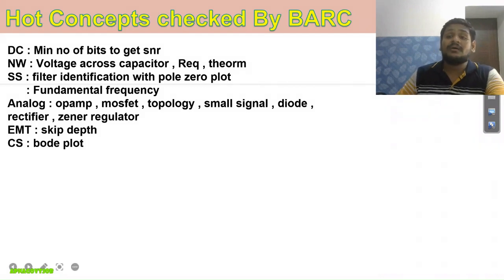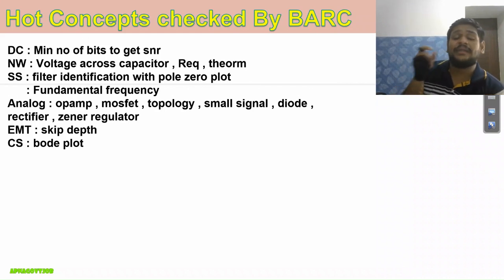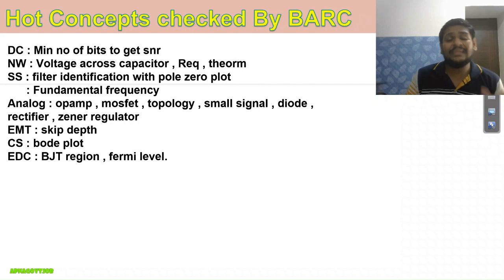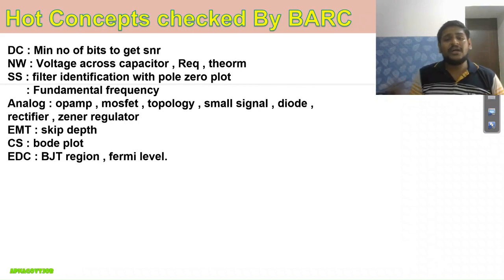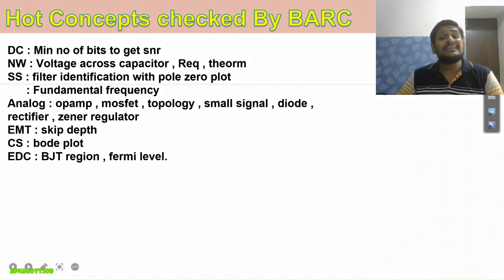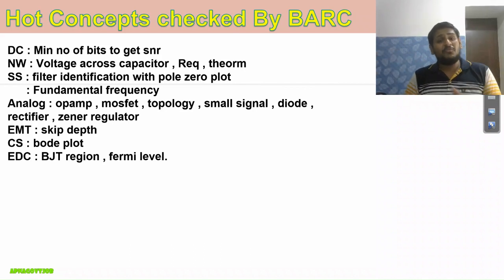Then from EMT, again magnetic flux density calculation along with skin depth calculation. They also asked a waveguide question about a frequency component. Then from control systems, the main concept they checked was the Bode plot, to identify the corner frequency. It was easy, there was nothing in that. From EDC, BJT region finding: we need to find the region of operation of the BJT. They gave the construction of the BJT, and we need to calculate the Fermi level position.